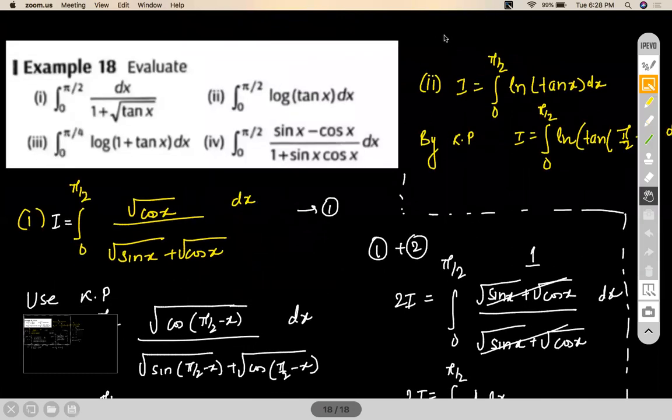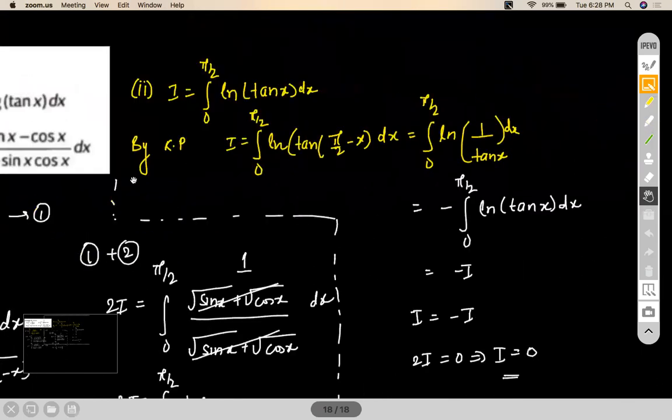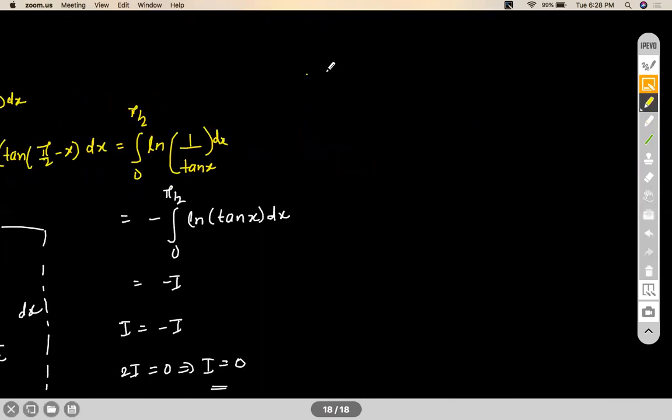Third one, let me check. Okay, Ajay, very good. Tripan, very good. Very good. Most of you have done this in school, it seems. So we'll take it up. The integral from 0 to pi by 4 of ln of 1 plus tan x dx.